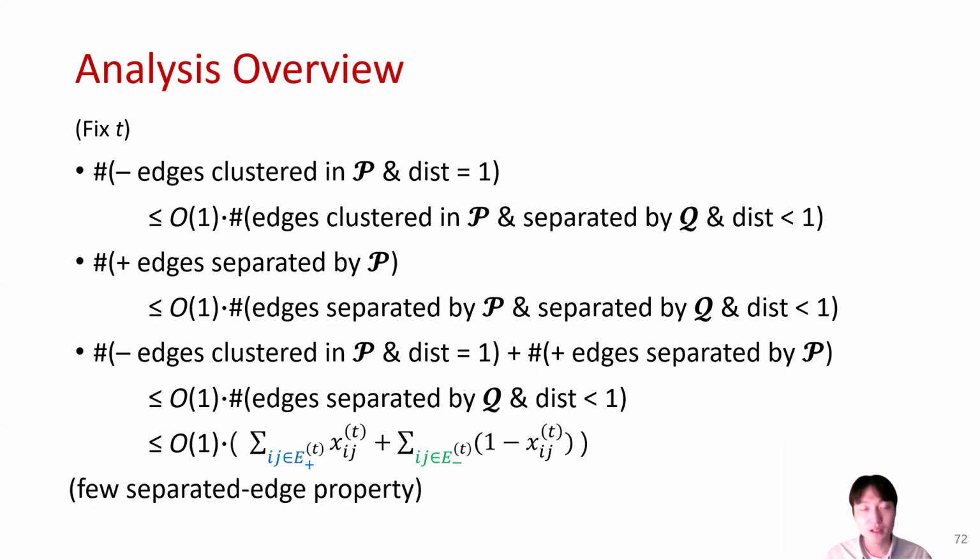And due to the few separated edge property, the number of edges separated by the preclustering whose distance is less than 1 is bounded by a constant times the LP value of the corresponding layer. And by doing the weighted sum over all layers and applying our useful lemma, which incurs an additive factor of 1, we can show that our algorithm is a constant approximation ratio. With more delicate analysis, we can show that it has an approximation ratio less than 26.